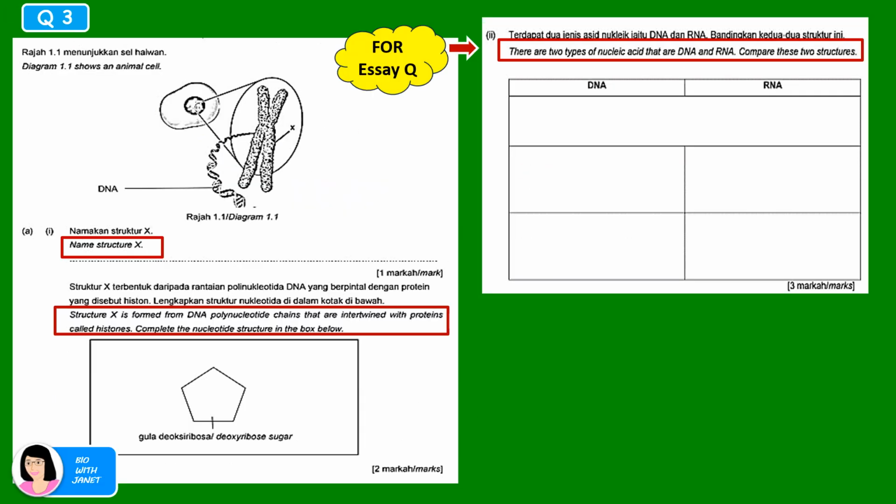Question 3, last question. So diagram 1.1 shows an animal cell, okay, here. And you are asked to name the structure X here, okay? Okay, you can read through this question first and try it.